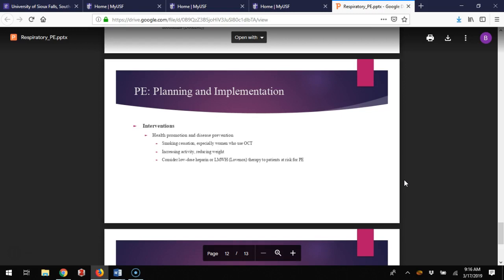Other interventions you'd want to consider would be, of course, health promotion and disease prevention to try to minimize future risks and occurrence of this. So smoking cessation, especially for those that are on birth control, looking at increasing activity, reducing weight, and maybe even doing some Lovenox or some long-term care therapy for this.